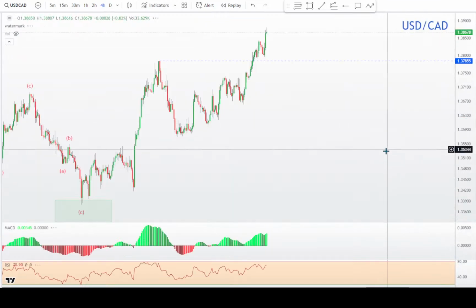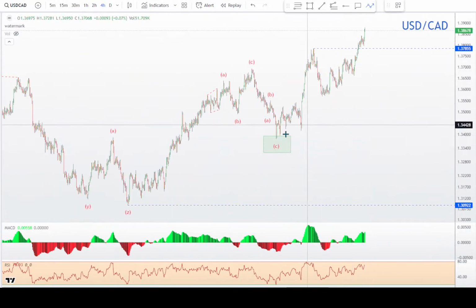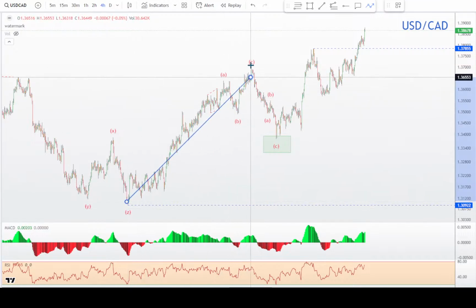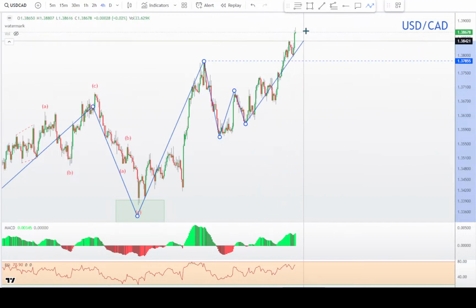All right, CAD. So CAD, I really believe they're making a leading diagonal here. So we have this ABC, so I think that's one. ABC here was two. This was three. I thought they were going to come down and break this low right here, this 13569, but they stopped short. So I think this is a contracting flat. That's four, and I don't think this fifth wave is done yet.